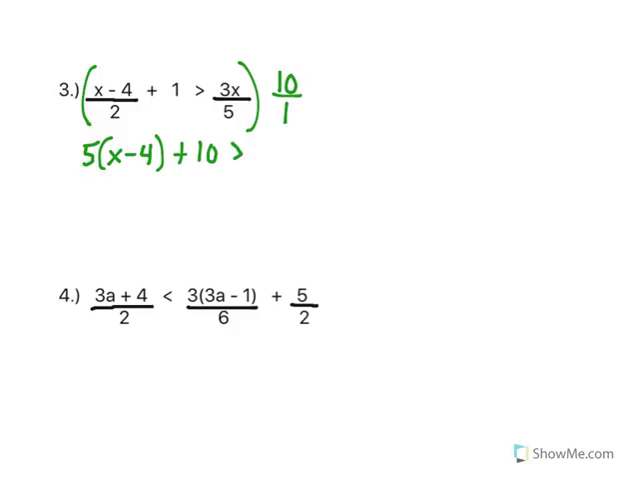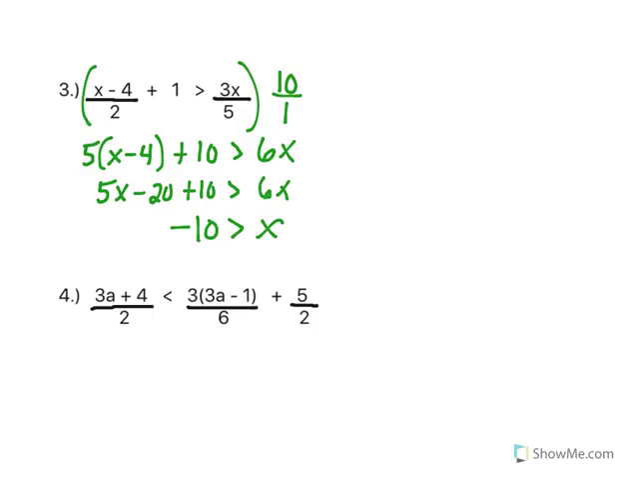3x times 10 is 30x. 30x divided by 5 is 6x. And then solve this equation from there, or rather this inequality from there. So 5x minus 20 plus 10 is greater than 6x. I'm going to subtract 5x from both sides, combine like terms on the left. Negative 10 is greater than x. So x is smaller than negative 10.